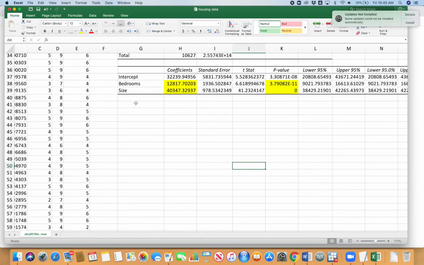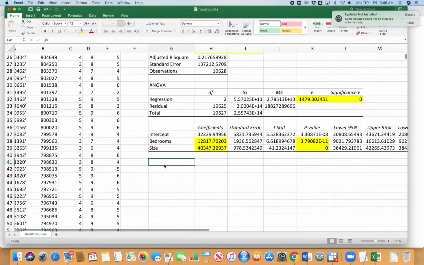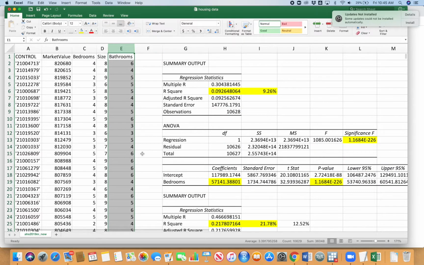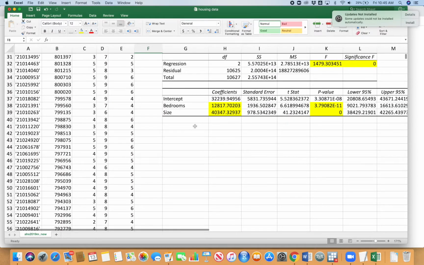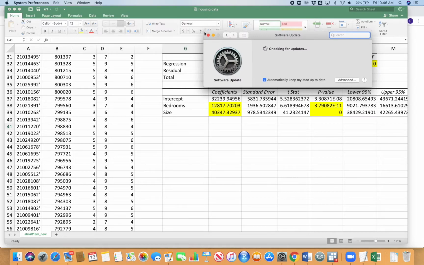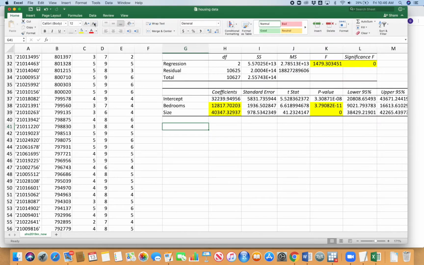So now let's add our last independent variable, bathrooms, because people like going to the bathroom, so maybe having more bathrooms causes us to have higher market value. And we'll include all three variables this time. So let's click right here. Please go away. I don't want the details. I want you to go away.